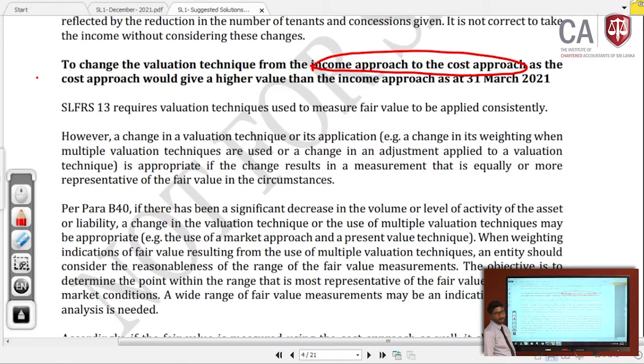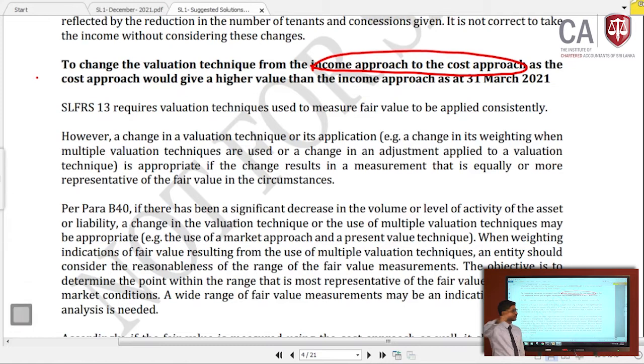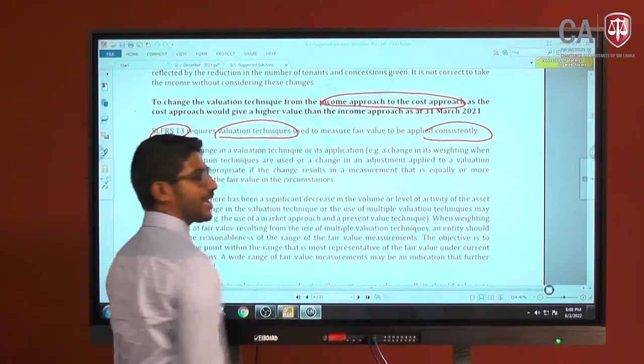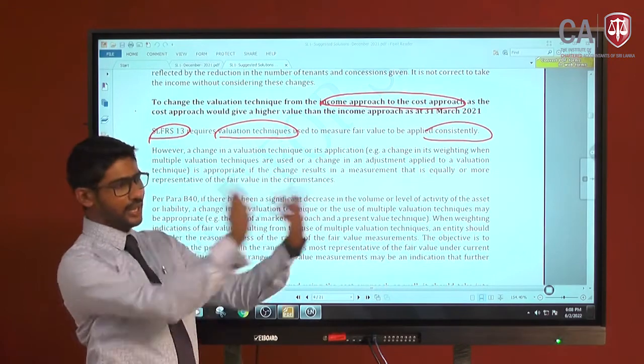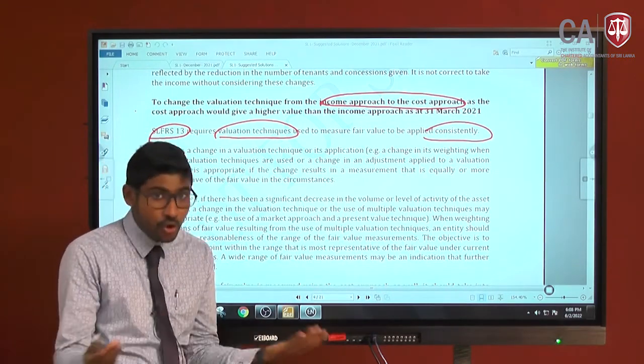So basically, student, we have a basic accounting principle called consistency, right? Whatever accounting applications we are using should be consistent. It is mentioned in our general accounting principles and in our conceptual framework, right? And LKAS 8, a lot of places mention this consistency. SLFRS 13 also mentions that if you are using a valuation technique, it should be consistently applied. Let's say current year income approach, next year market approach, again another year cost approach. Can you do it? No, not allowed.